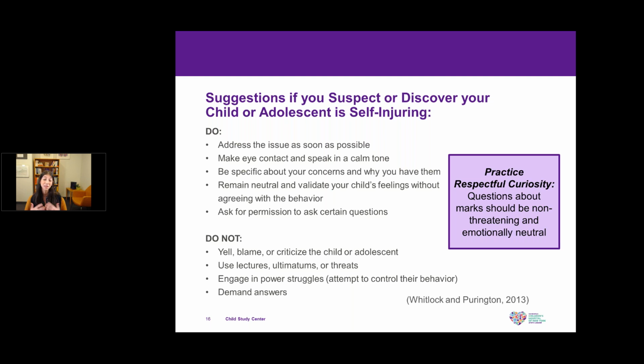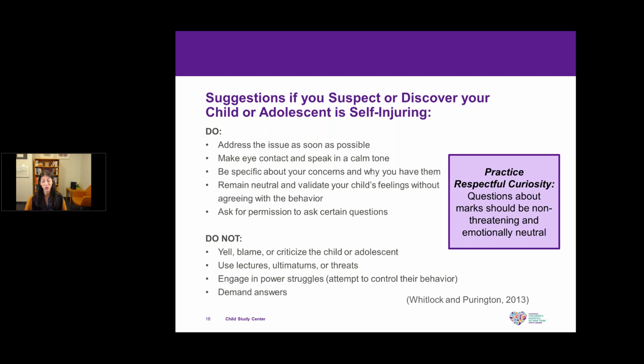Some don'ts, and these may seem really obvious, but when your anxiety is heightened, that can make you more likely to engage in behaviors that you may not typically want to. So things like yelling, blaming, or criticizing the child or adolescent can be problematic in these situations. Things like lectures, ultimatums, or threats are also often not helpful. Engaging in power struggles or attempts to control their behavior. Again, this behavior is scary, right? And so that can lead to parents wanting to do anything they can to stop it.